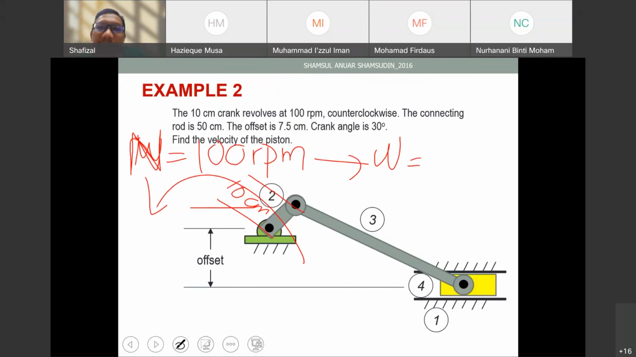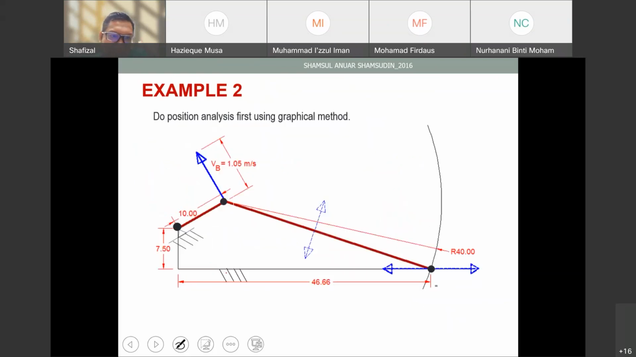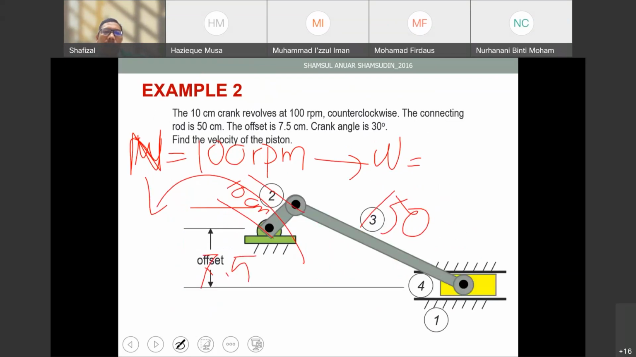And then the connecting rod is 150. The offset is 7.5. The crank angle here is 30 degree. I think the crank angle I show you, this is 30. This is 30 degree. Find the velocity of the piston. You need to find the velocity of the piston here. Okay, V4, velocity of the piston.